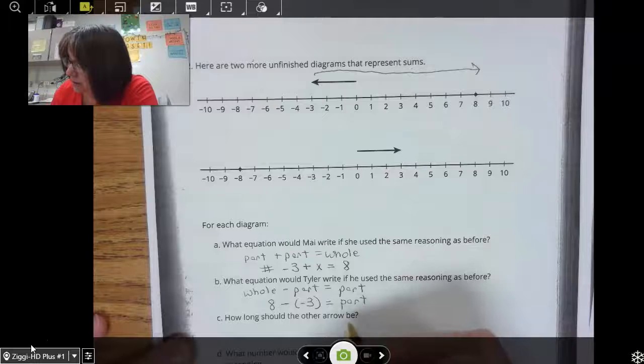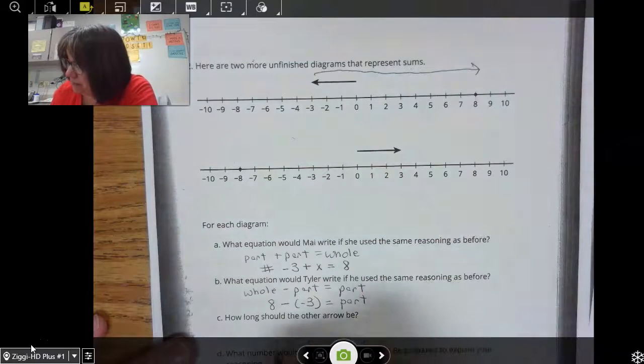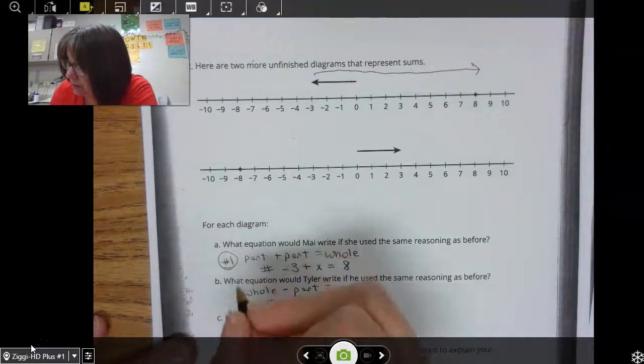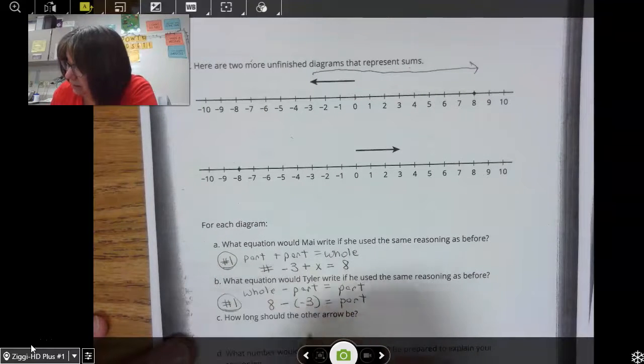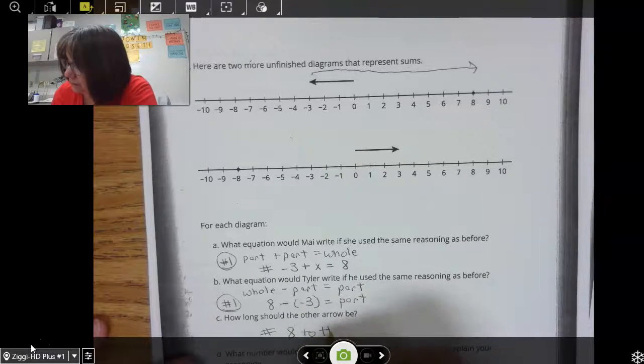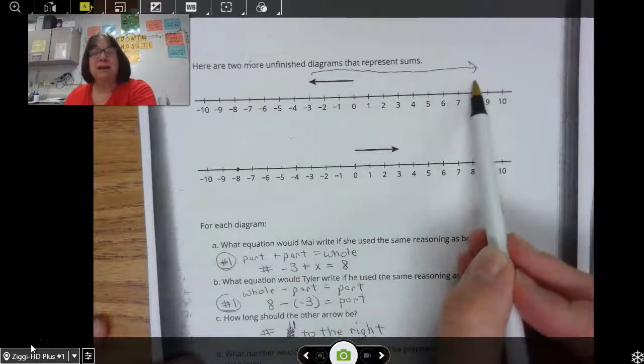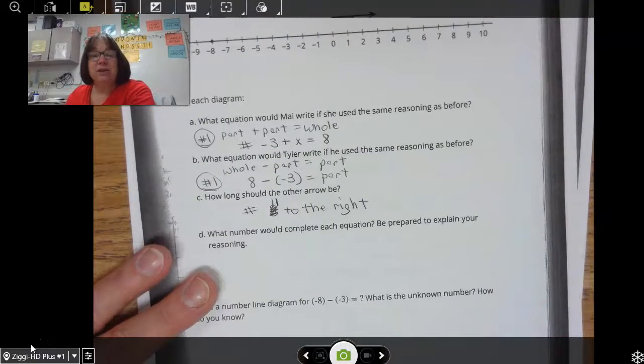So my answer here, and I'm going in a positive direction, I'm going to the right. So for number 1, or diagram 1, the other arrow should be 8 spaces to the right. Sorry, not 8. I'm going to confuse you. 11. Remember, we went 3 back and then 8 back, so that's 11 to the right.